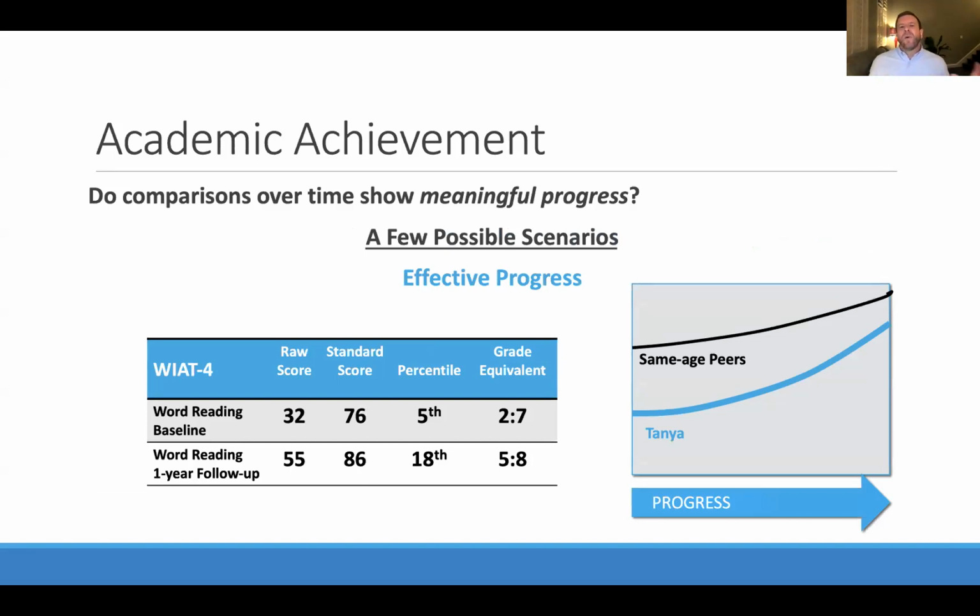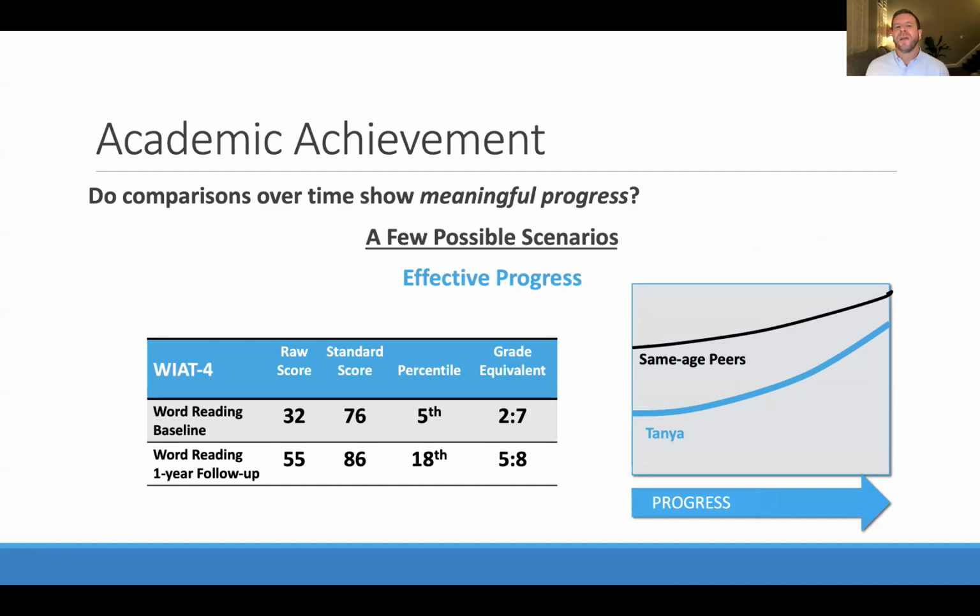Lastly, I just want to talk about when we're looking at scores and comparing over time, which is another important role of neuropsych assessment, and what that looks like. There's a range of scenarios that we can see. The first one is what we might call effective progress. I want to point out that we're looking at progress over time. Those same-aged peers, when we look at the norm for that age, have improved as well. All this is happening as a moving target.